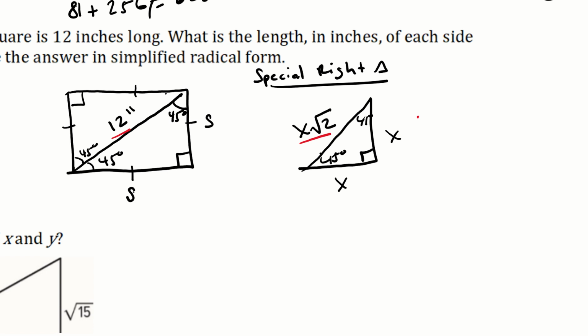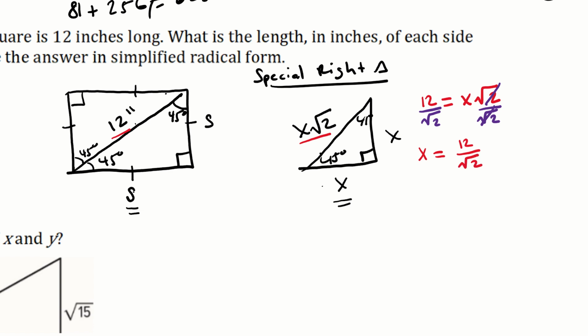Okay, so that means s is equal to x, and then x square root of 2 is equal to 12. So let's do that part first. 12 is equal to x square root of 2. Well, then how do I solve that? Well, I got to get rid of the square root of 2 on both sides, so I'm going to divide that off, so it cancels. And so I got x is equal to 12 over square root of 2.